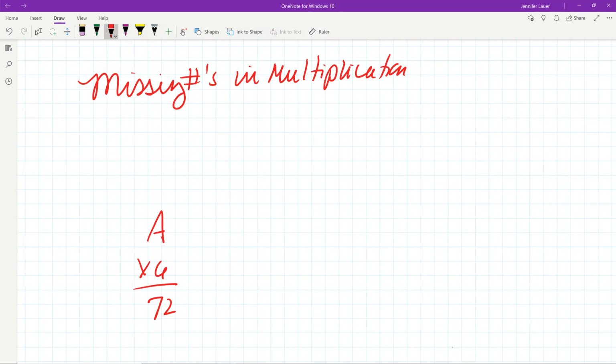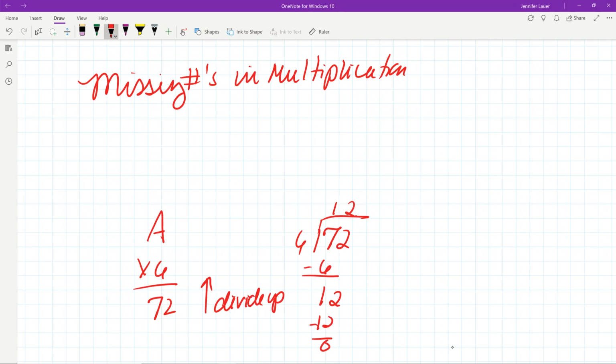The other way is to do the opposite operation. The opposite of multiplication is division. So I can say 72 divided by 6. In other words, I can divide up. 6 goes into 7 one time. 1 times 6 is 6. You're going to subtract. 6 goes into 12 two times. So A is equal to 12, and then of course you can plug it in for A and see if this works out. 6 times 2 is 12. 6 times 1 is 6, plus the carried 1, and that would be 72. So that works.